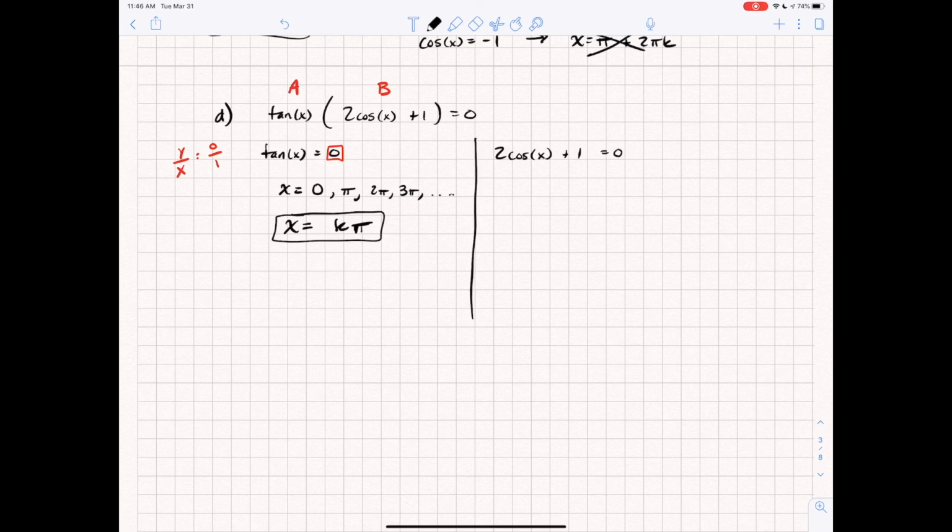All right, now for 2 cosine of x plus 1, I'm going to isolate my cosine. So I would subtract the 1 over and then divide by 2. So I'm really trying to solve the question, where is cosine equal to negative 1/2? Well, this occurs specifically at 4 pi over 3. And what else? That's not even the first one. 2 pi over 3. And because I want all possible solutions, I need to add multiples of 2 pi to this, because that is its period.